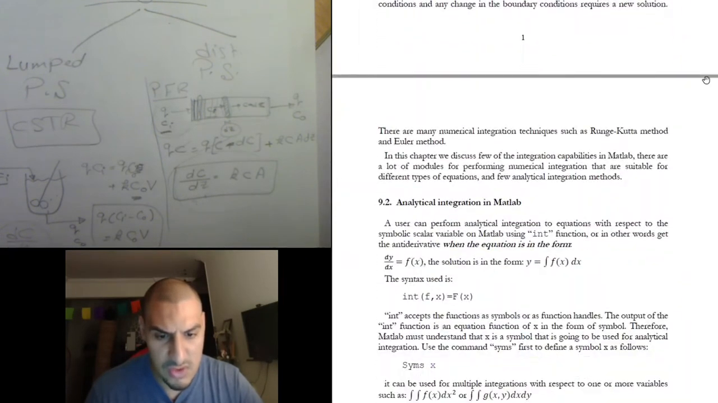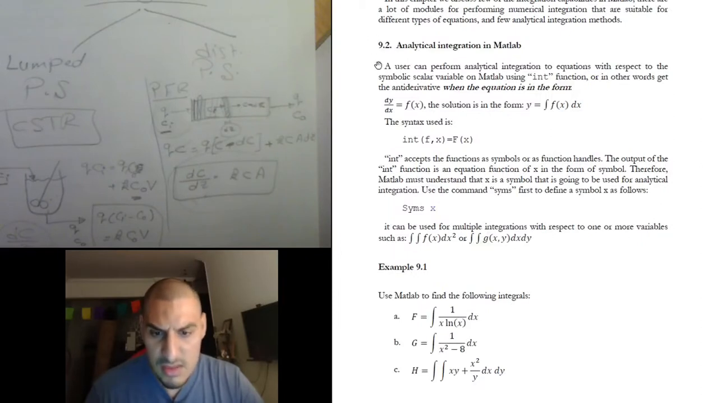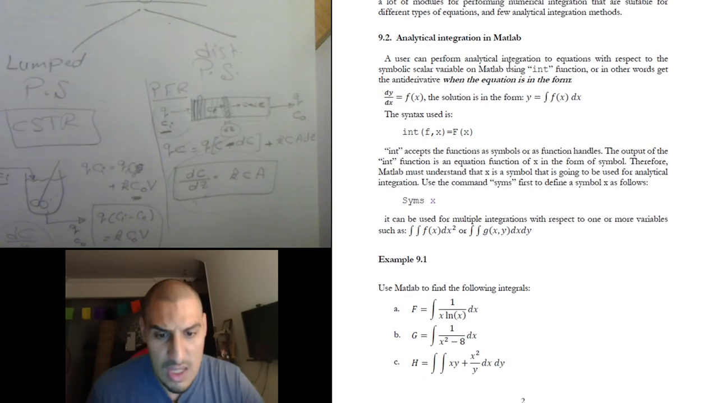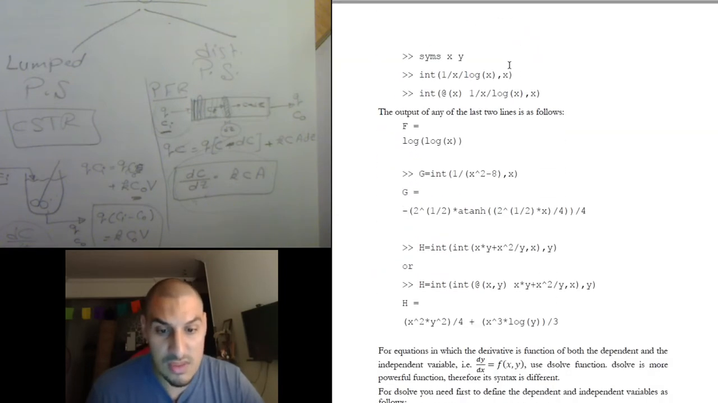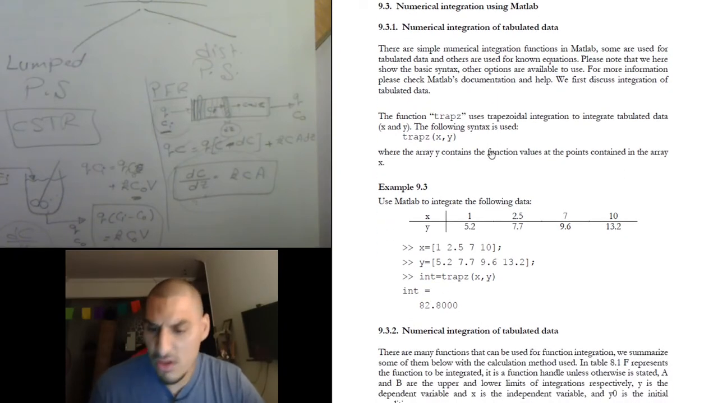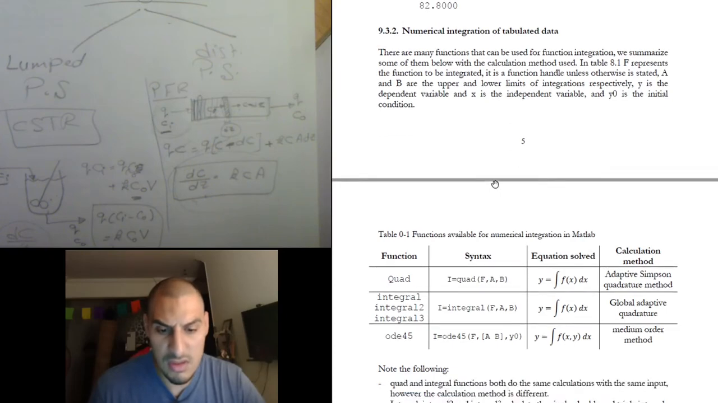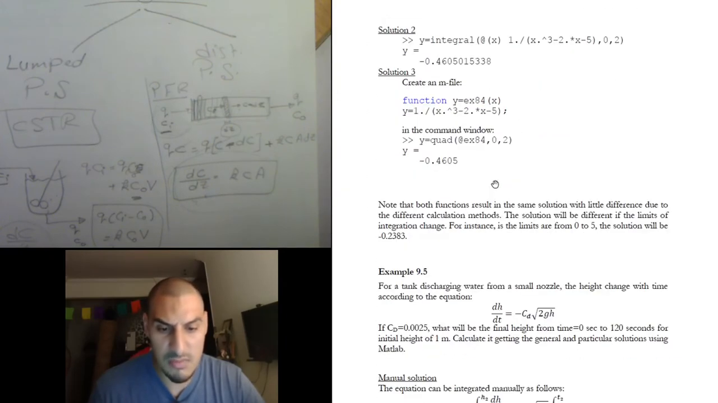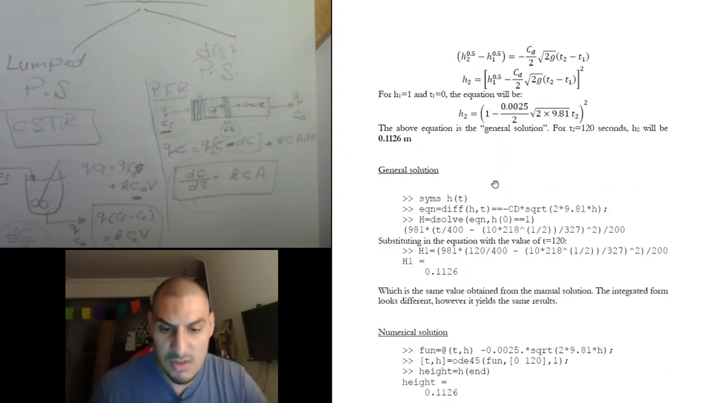This is the introduction, and in the next videos we will talk about the analytical integration, which is section 9.2, and we will see some functions that do this analytical integration, and then we will go for the numerical integration and see some methods like getting the area under the curve and using the tabulated data or whatever the methods. So this is going to be the topic of the next videos.